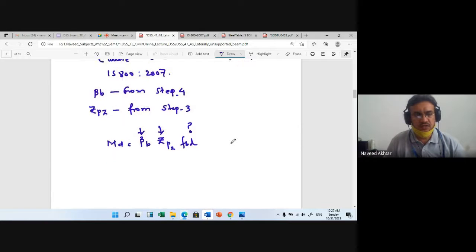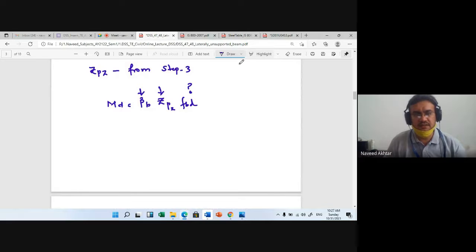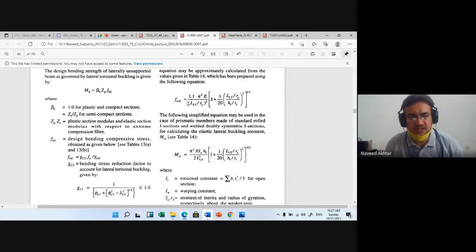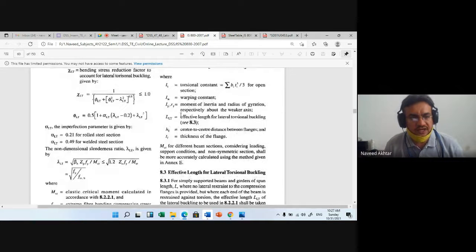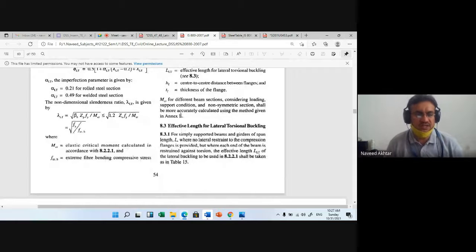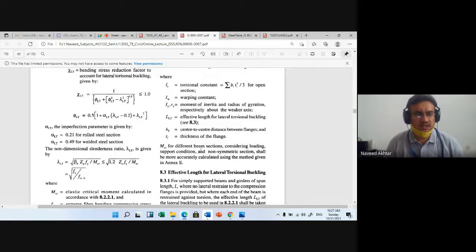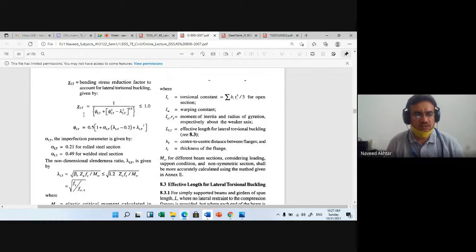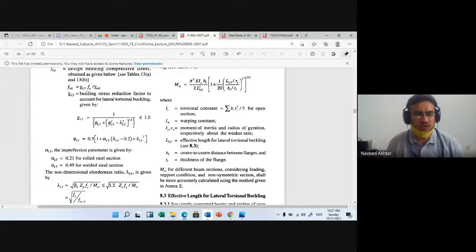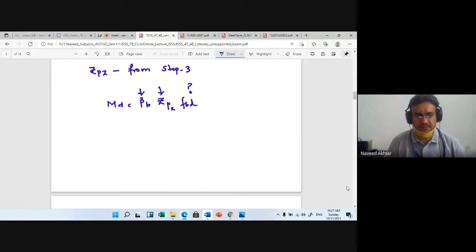MCR. So to calculate the MCR, you have to go to the IS code. You can see here. So you know how to find it. We can go in reverse. You can see that if I write down the FBD, it is equal to XLT Fy upon gamma m0. So what is the FBD? FBD is nothing but, because we have to find out the FBD.